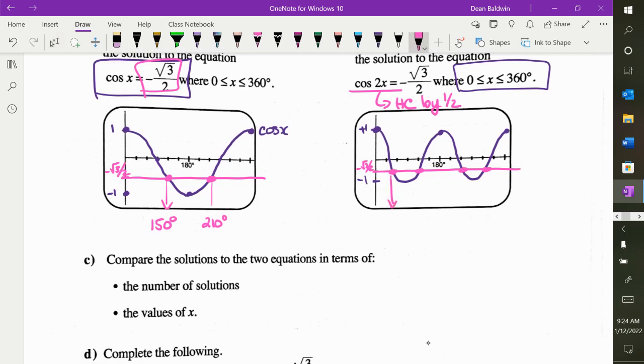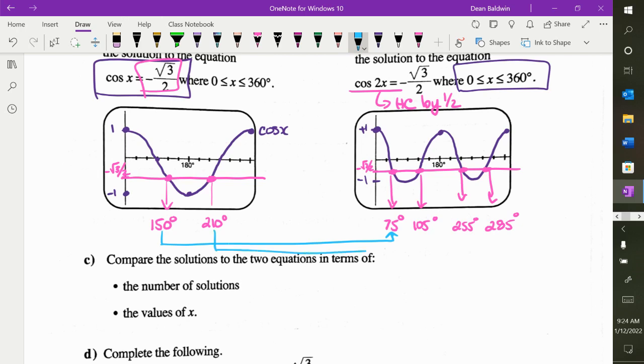And if you look at the answers, what has happened to the answers? If we went from 150 to 75, it got cut in half, just like the graph that got shrunk. And 210 to 105 got cut in half. How do you go from 75 to 255, or probably easier to see, 105 to 285? What am I adding to get there? 180.